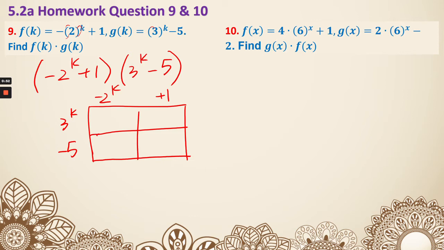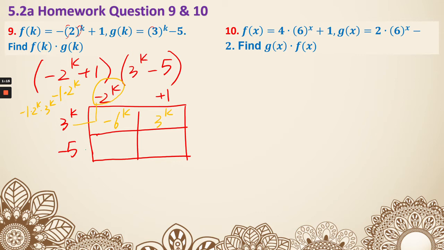Let's deal with the first one. For these two, that's negative. If you are unclear about how to deal with this, that is the same as negative 1 times 2 to the k. So basically, I have negative 1 times 2 to the k times 3 to the k. So that is going to be negative 6 to the k power. 1 times 3 to the k is just 3 to the k power.